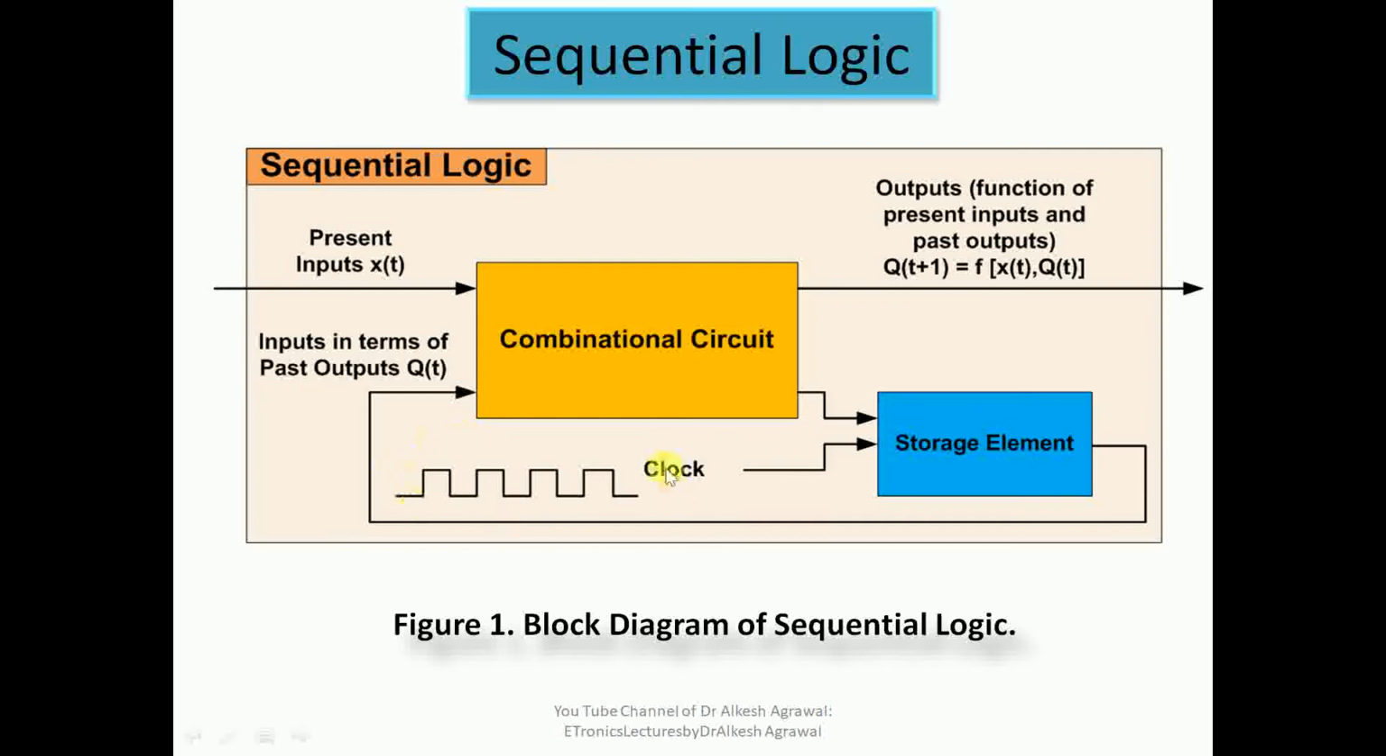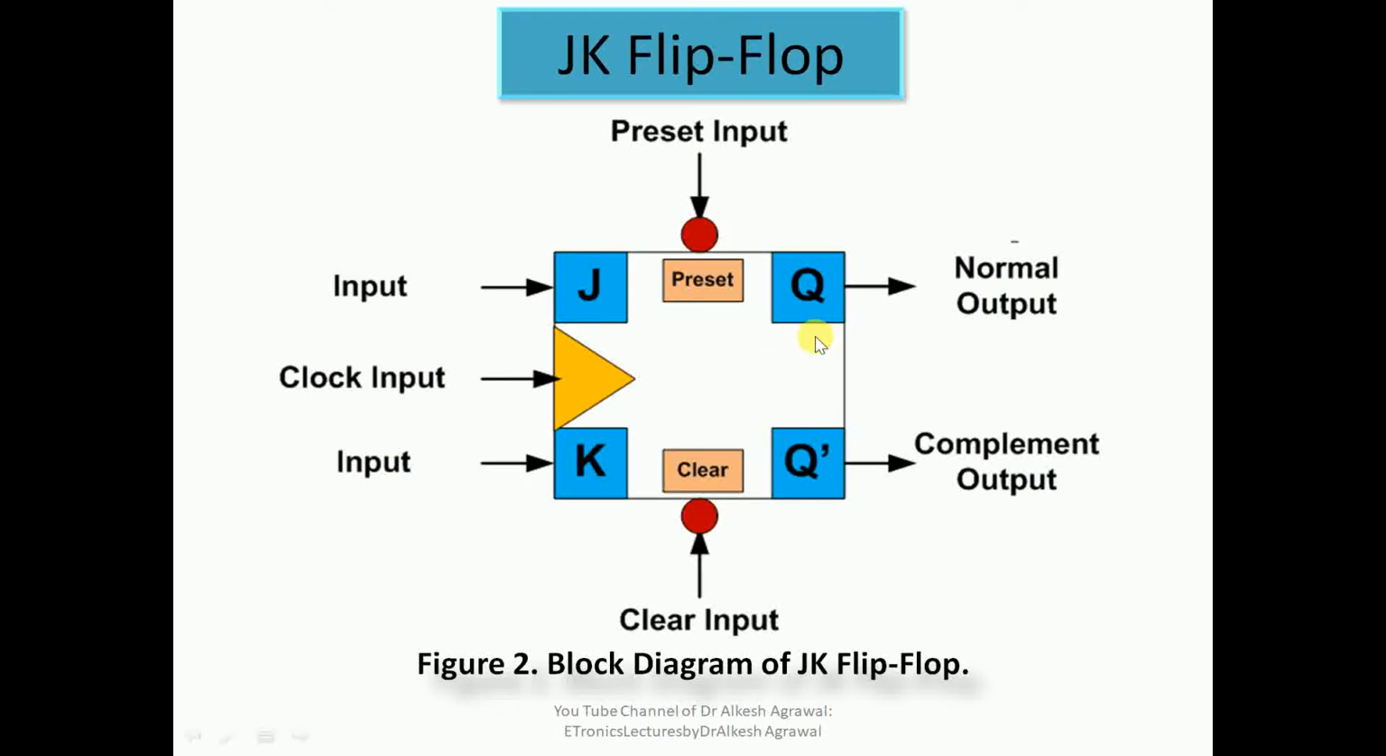This is the clock pulse. This clock pulse is a 50% duty cycle square waveform, that is, the low state and the high state are of the same duration. So now let us go into the details of the block of a JK flip-flop.